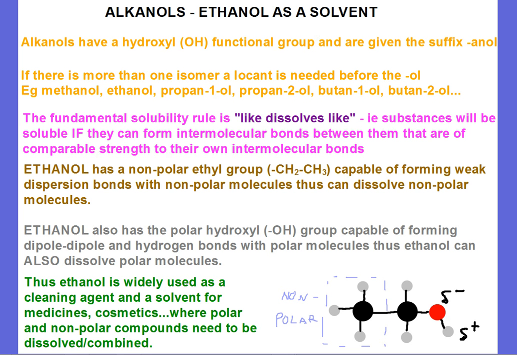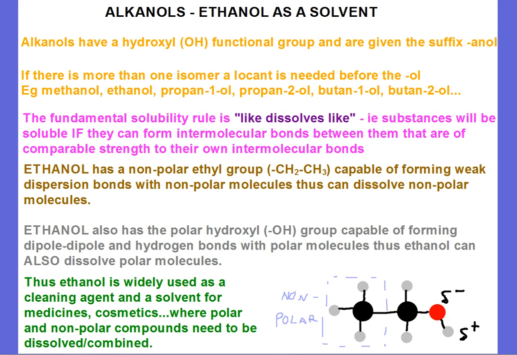The next thing in the ethanol topic was all about alkanols. Now alkanols are the family of compounds that have a hydroxyl functional group, and they're given the suffix anol. And if there's more than one isomer, a locus is needed before the ol. So methanol and ethanol only have one isomer, therefore there's no need for numbers. But propanol can be propan-1-ol or propan-2-ol. Butanol could be butan-1-ol or butan-2-ol. Pentanol could be pentan-1-ol, pentan-2-ol, and pentan-3-ol, etc. So you do need those numbers there if there is more than one isomer.